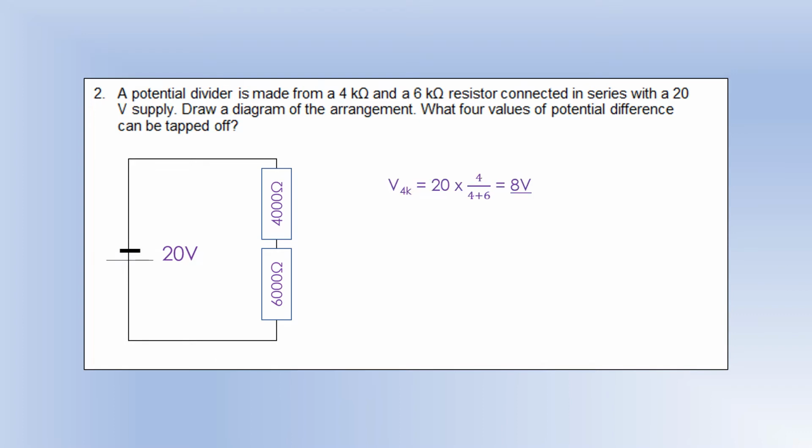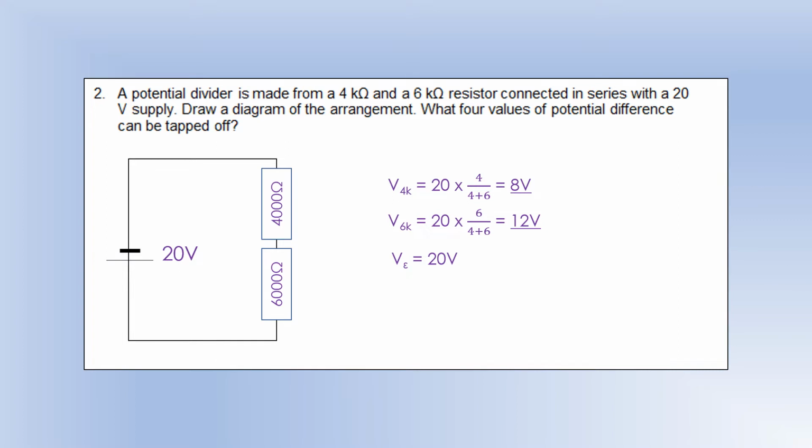And then, if we put a voltmeter across the 4 kilo ohm resistor, we'd get a potential difference of 8 volts. If we put it across the 6K, we're going to get 12 volts. So they had to give 20. We could also put a voltmeter across the power source, which would give us a potential difference of 20 volts.